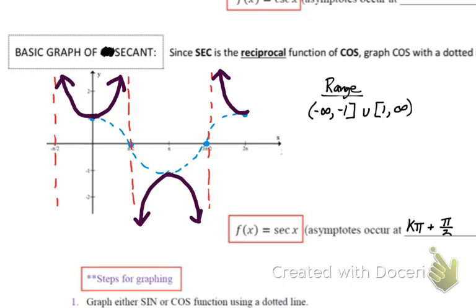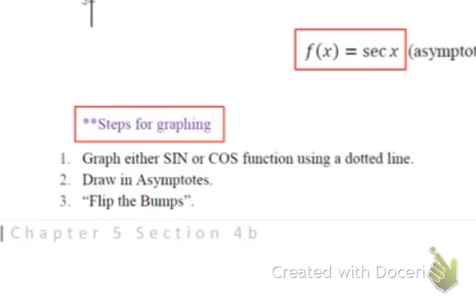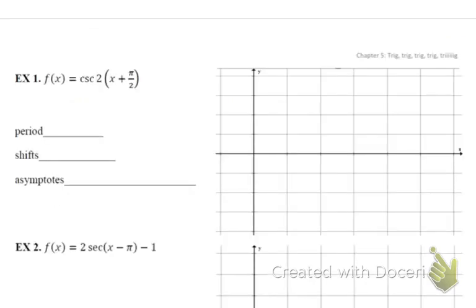Okay. So your overall steps are: graph either sine or cosine, draw your asymptotes, and then use the bumps to tell you which way to go. So if you know how to graph sine and cosine, you know how to graph these. And that's what we're going to do in these two examples. So our first one says cosecant of 2 times x plus pi over 2. Recall that period is going to be 2 pi over whatever that b value is. In this case it's 2, so it would be 2 pi over 2, which equals pi. My period is pi.